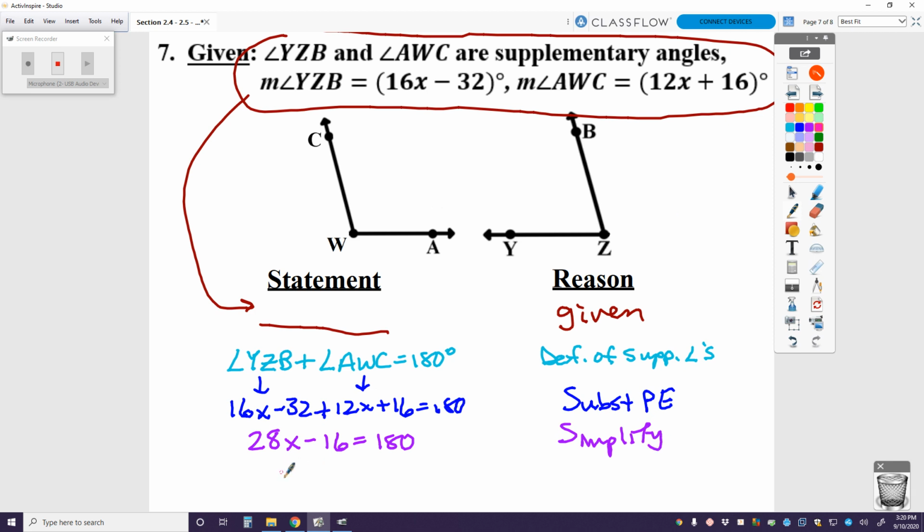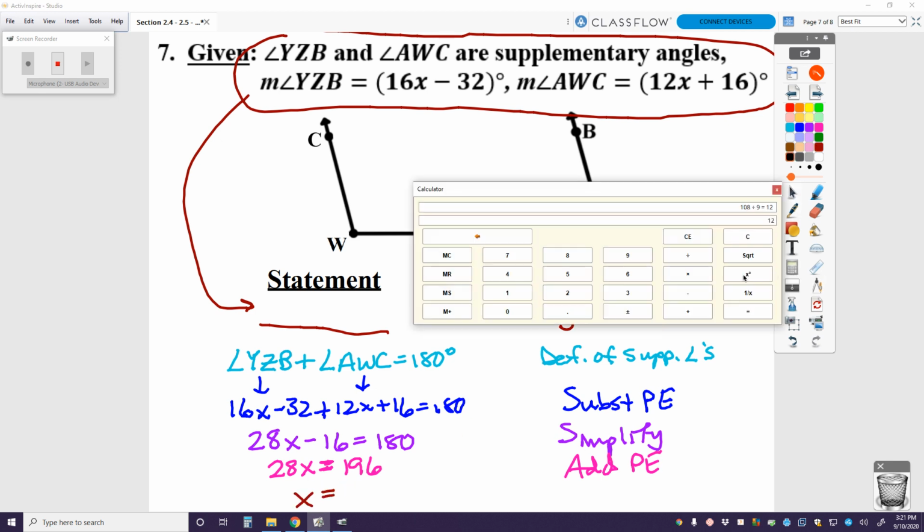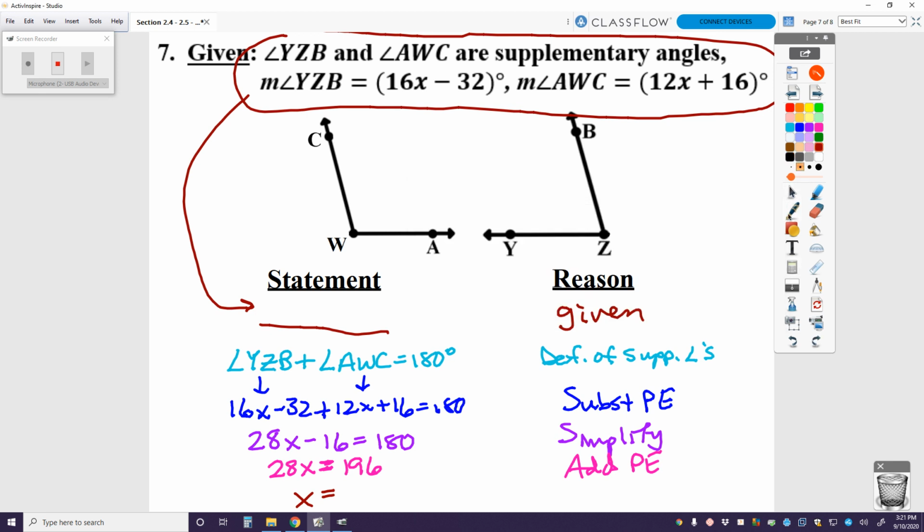Next up, we'll add that 16 over to the 180 and get 196. Not going to trick me twice there, guys. Nice try. It's not 186. And last but not least, we'll divide that 28 over to the 196. So 196 divided by 28 gives us 7 with the division property of equality. All right, number 7 in the books. One more to go.